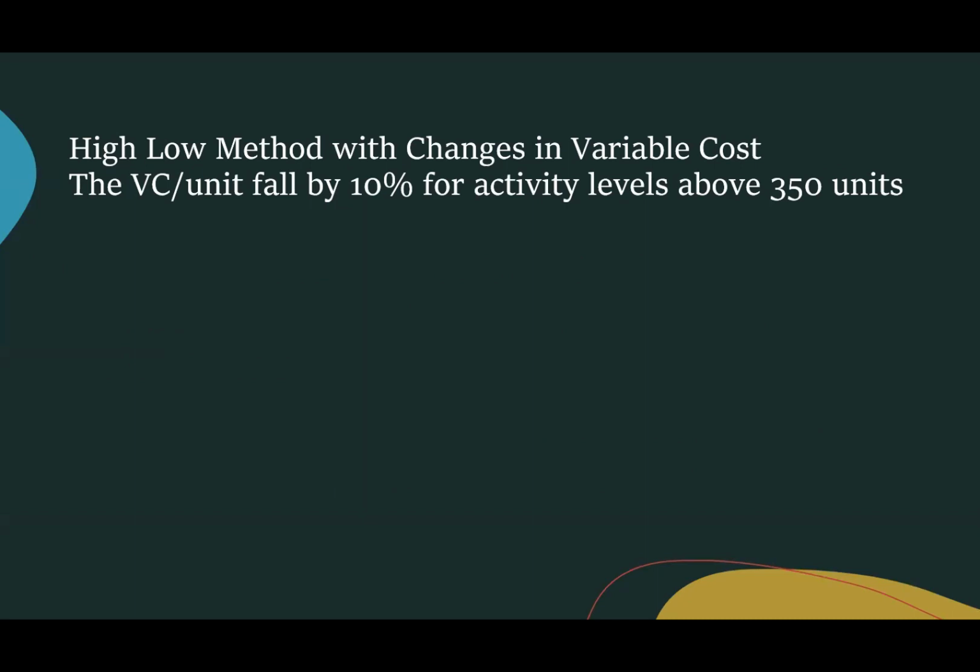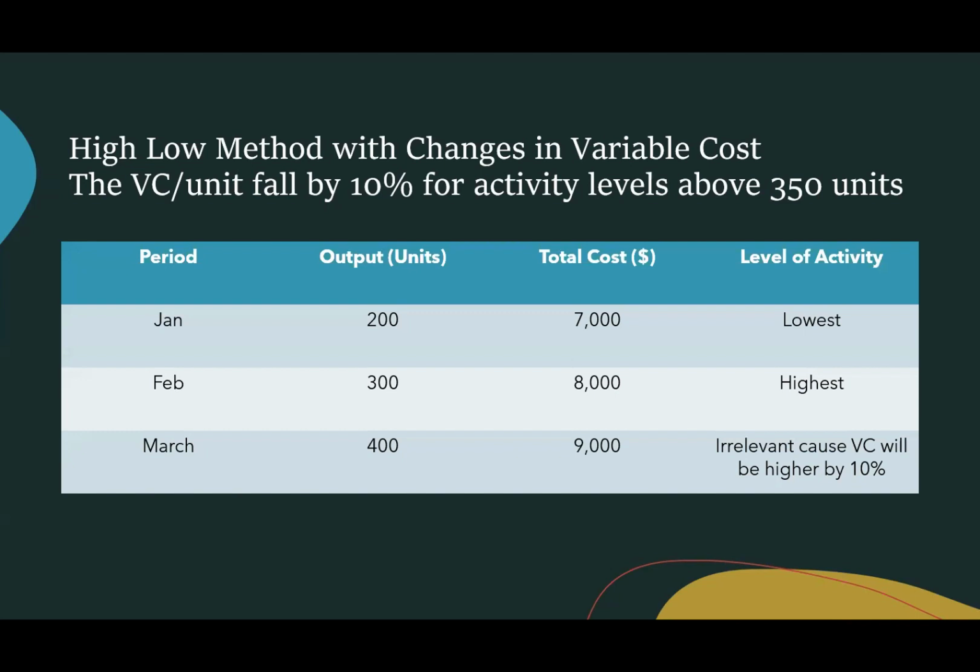Now, one more complication in the high-low method: changes in variable cost. Now, it's the same question which we started with in order to understand the high-low method. But here we have a point that the variable cost per unit will fall by 10 percent for activity levels above 350. So this is the same question which we did before. Now they are saying that the variable cost will go down by 10 percent if the level of activity is above 350 units. So above 350, we only have one over here, which is 400, and hence it becomes irrelevant. But these two will become the relevant ones, the January and the February one.